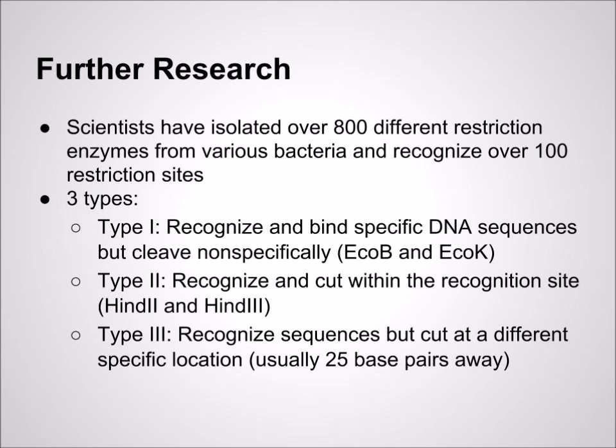Talking more generally about restriction enzymes, there are 800 different restriction enzymes from various bacteria, and they recognize over 100 restriction sites. Specifically, there are 3 different types of restriction enzymes. Type 1 recognizes and binds specific DNA sequences, but cleaves non-specifically: ECO-B and ECO-K. Type 2 recognizes and cuts within the recognition site and always cuts within the palindrome, while type 3 recognizes sequences but cuts at a different specific location, which is usually 25 base pairs away.